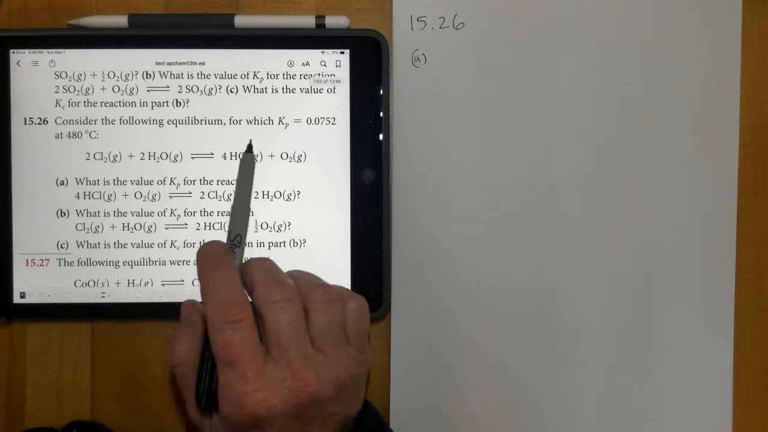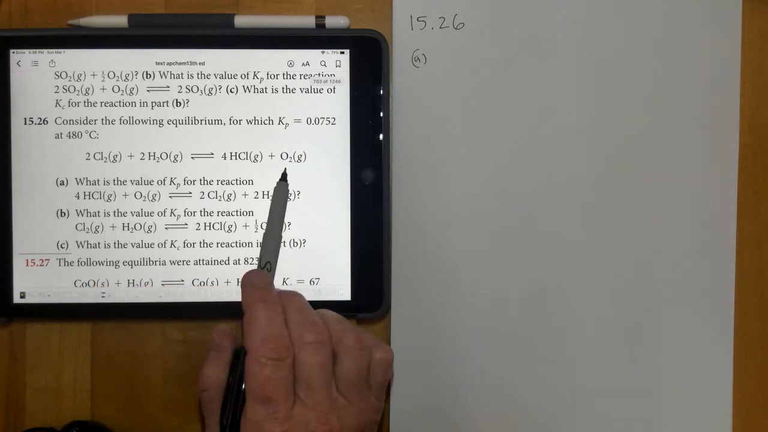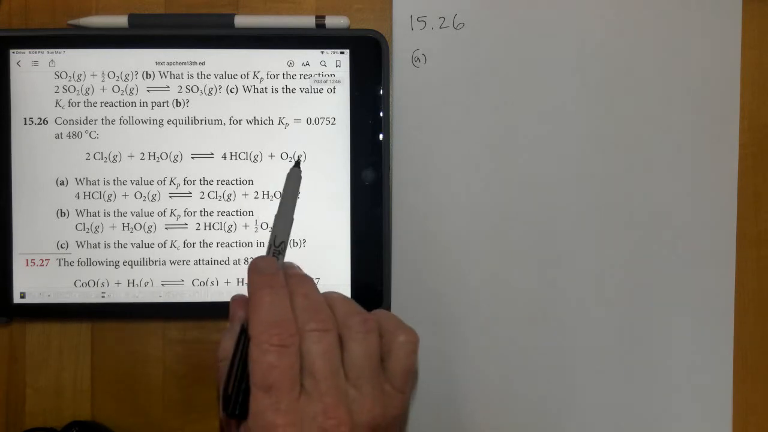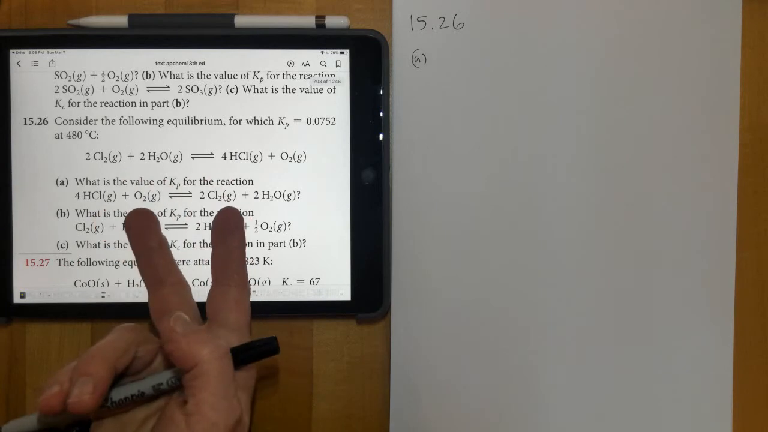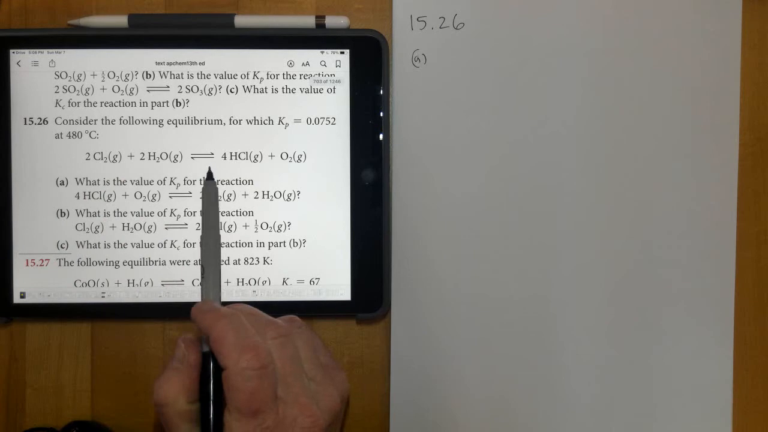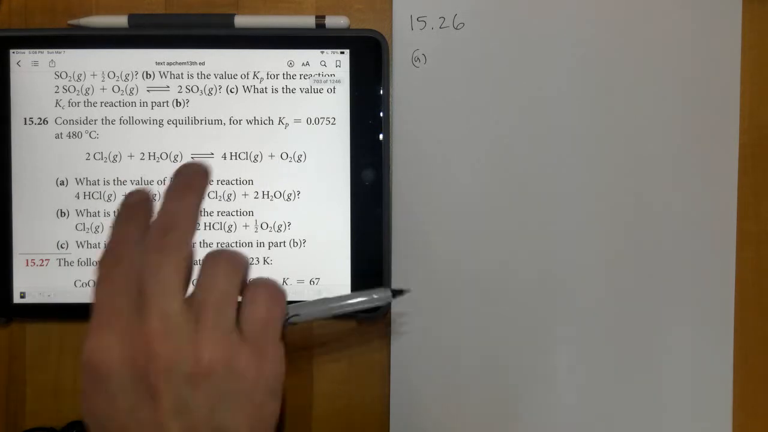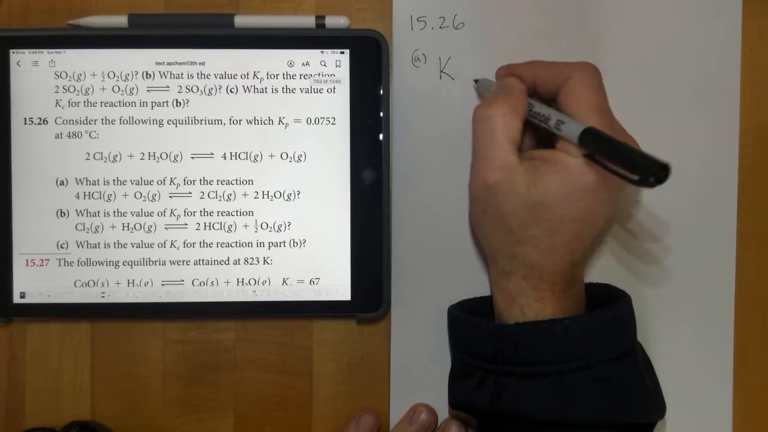15.26, consider the following equilibrium for which K is equal to, and then it gives us the reaction. Then you'll notice it says, what is the value of Kp for this reaction, which is this reaction, but in reverse? And so you can see that they took this reaction and turned it around. It's the same coefficients. It's just backwards.